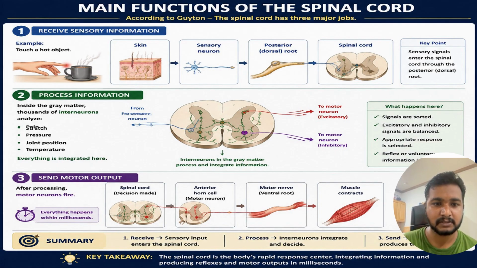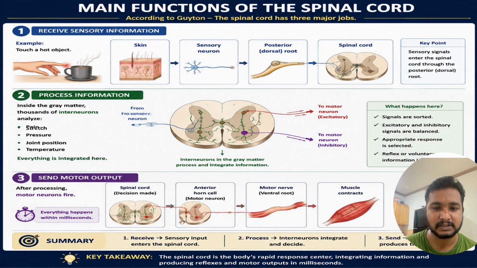Second, process the information. Once inside the spinal cord, the signal reaches the gray matter where thousands of interneurons analyze it. These interneurons receive information not only from sensory neurons but also from the brain. They compare all the signals and decide the best response. They determine which muscles should contract, which should relax, and how strong the movement should be. This entire decision-making process takes only a few milliseconds.